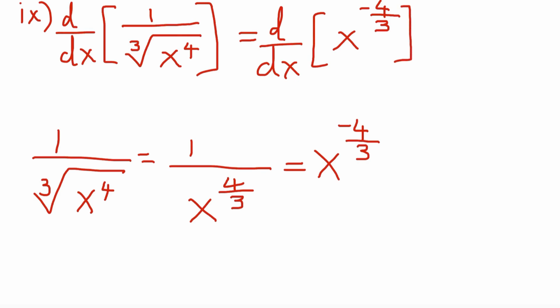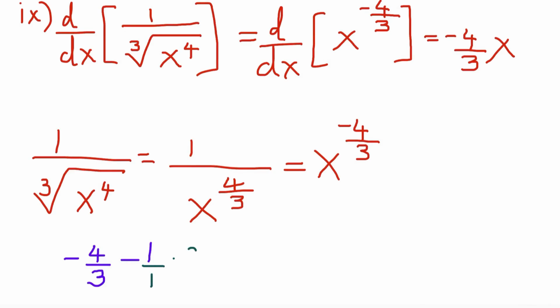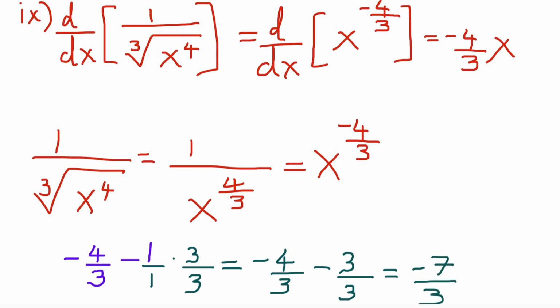Then apply the power rule, we get negative 4 over 3 times x to the power negative 4 over 3 minus 1. So you have to make the common denominator to simplify again the exponent. So negative 4 over 3 minus 1. Again, multiply the numerator and the denominator of 1 by 3. Then you get negative 4 over 3 minus 3 over 3, that becomes negative 7 over 3. So the final answer is negative 4 over 3 times x to the power negative 7 over 3.